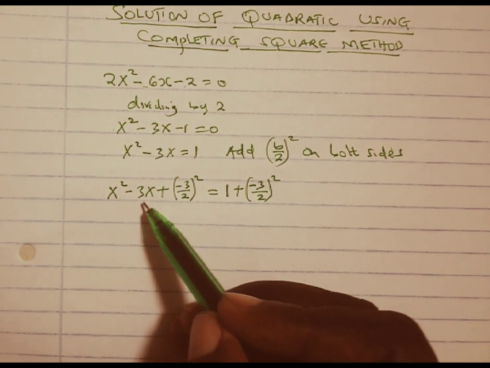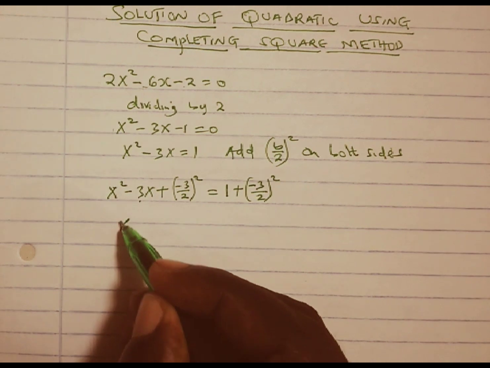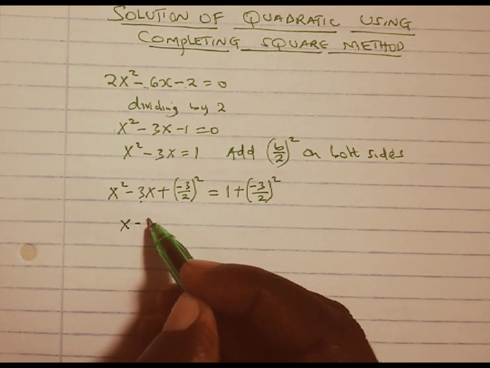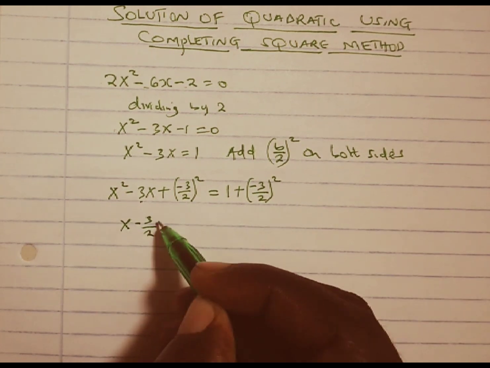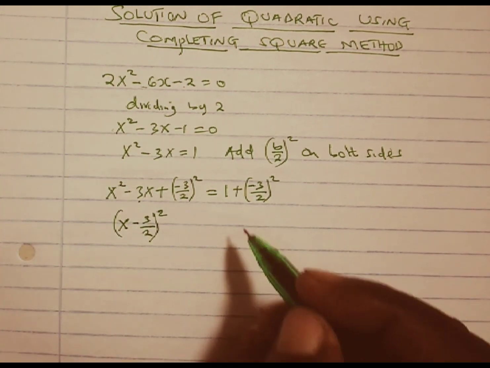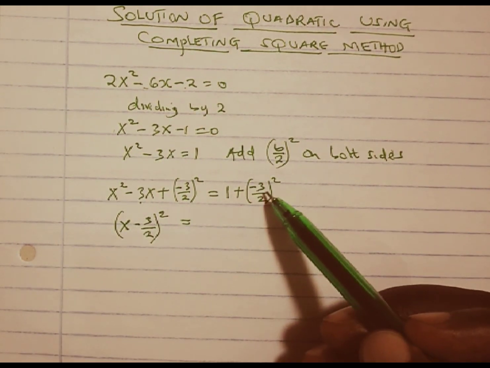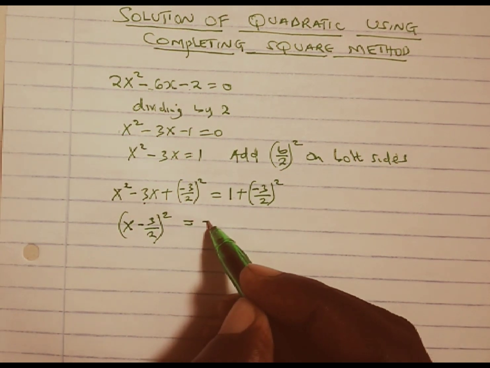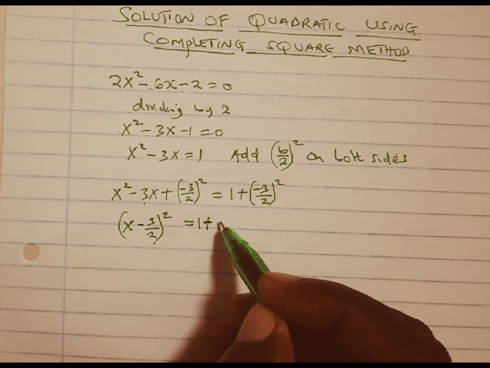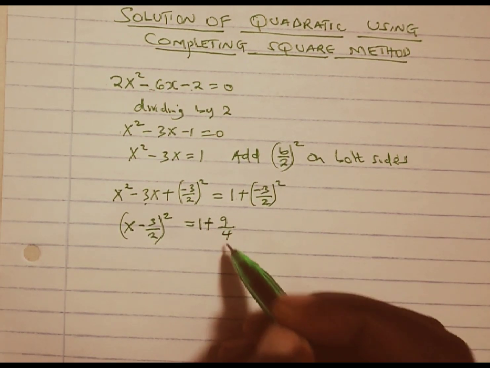Now we ignore the linear term, then we combine the two terms into a square. We are going to have x minus 3 over 2, we put it under one square because both of them are squared, and this one will be equal now to 1 plus, we add negative 3 squared is 9, divided by 2 squared is 4.